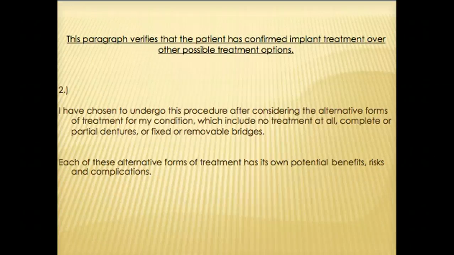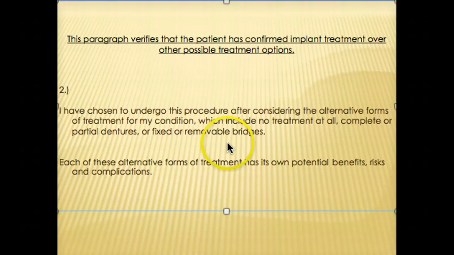The next paragraph should verify that the patient has confirmed the implant treatment over other possible treatment options. It should state, I have chosen to undergo this procedure after considering the alternative forms of treatment for my condition, which should include no treatment at all, complete or partial dentures, or fixed or removable bridges. Each of these alternative forms of treatment has its own potential benefits, risks, and complications.